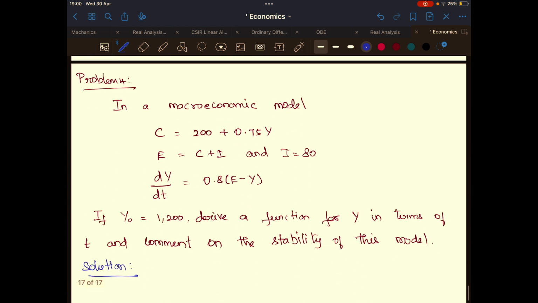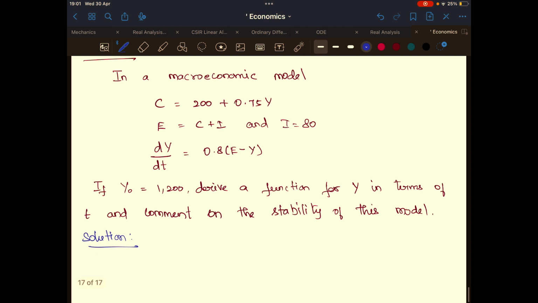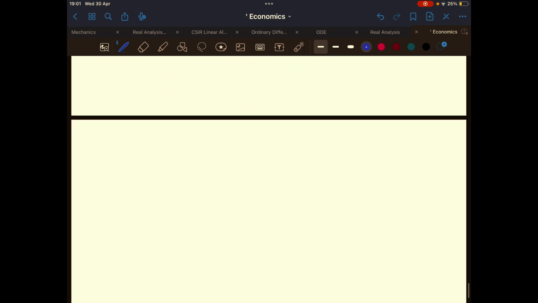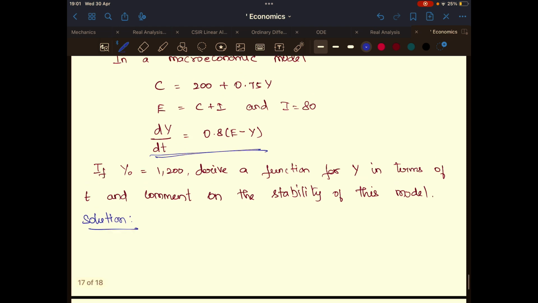Okay. Now similarly, problem 4. Again, it's the same way. In a macroeconomic model, C equal to 200 plus 0.75Y, Y equal to C plus I, and I is equal to 80. dY by dt is equal to 0.8. Again, you have to deduce the differential equation from this given data. If Y naught is equal to 1200, that is at t equal to 0, the value of Y is 1200.